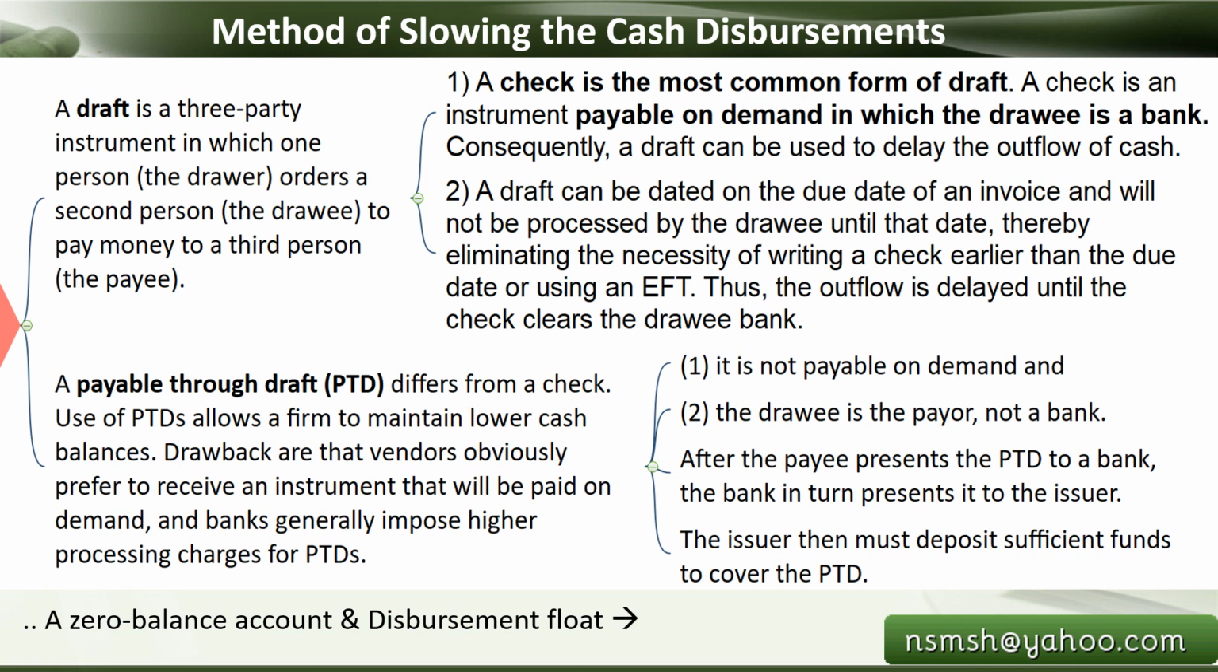A check is the most common form of a draft. A check is an instrument payable on demand in which the drawee is a bank. Consequently, a draft can be used to delay the outflow of cash. The draft can be dated on the due date of an invoice and will not be processed by the drawee until that date. Collectively it is said to be like a post-dated check, but actually it is not legally recognized as a post-dated check; these are commercial arrangements.